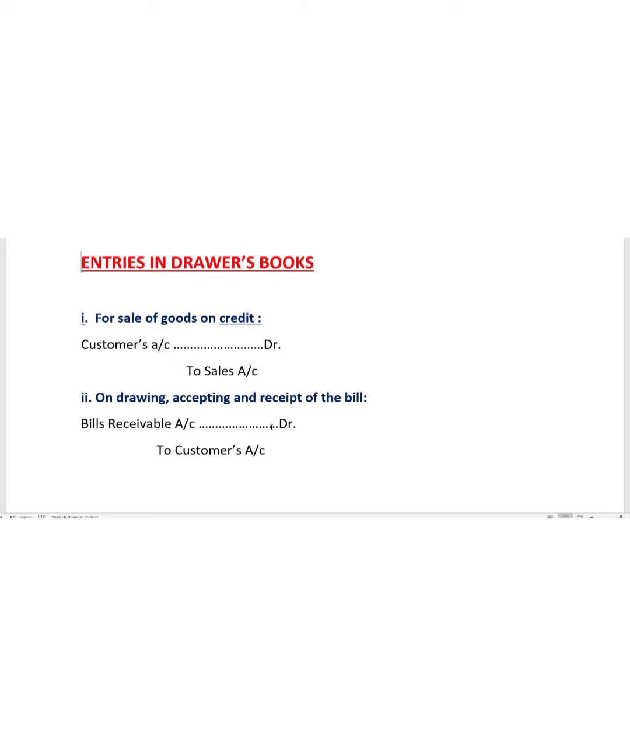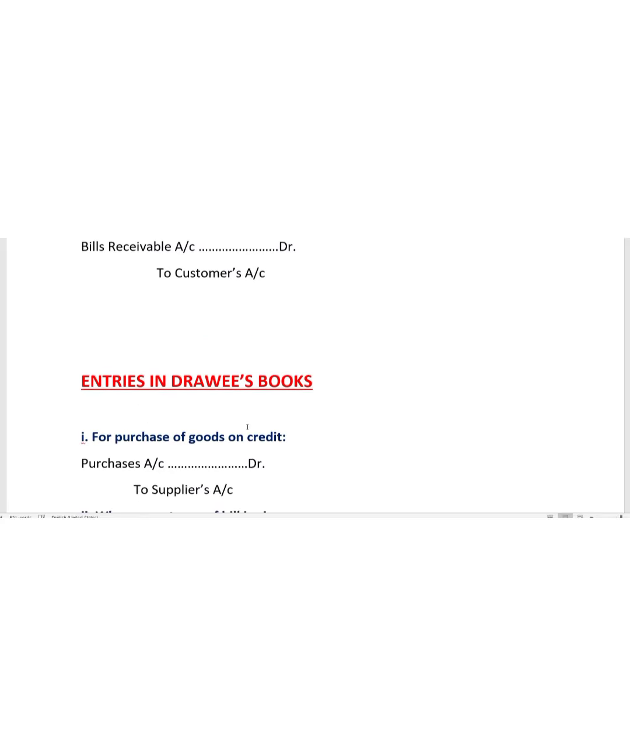But here the drawer is the seller who will be receiving the money in future at a certain date. So bills receivable account debit, as it is an asset, to the person who is accepting that bill, signing it. That is the customer, meaning the buyer. Next, the entry in the drawee's books.